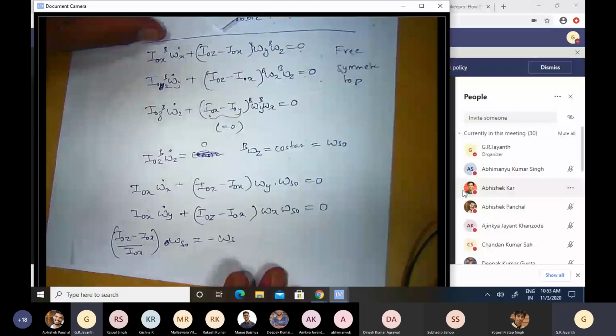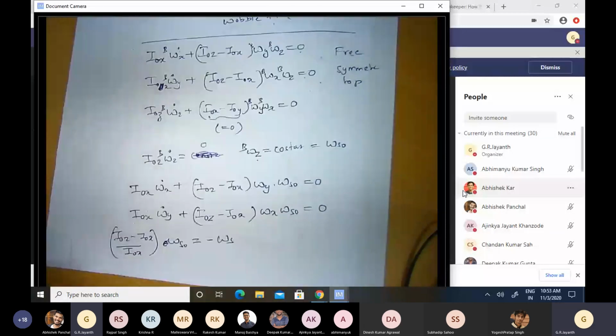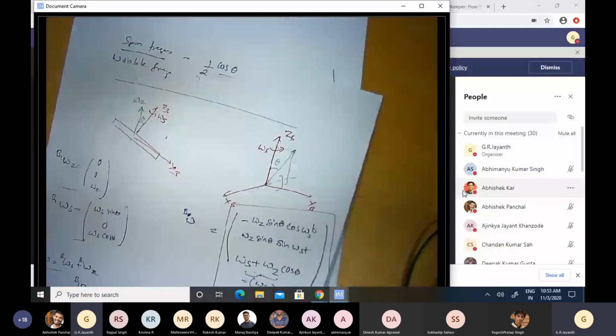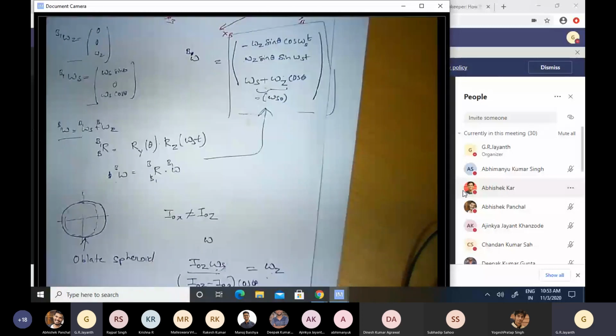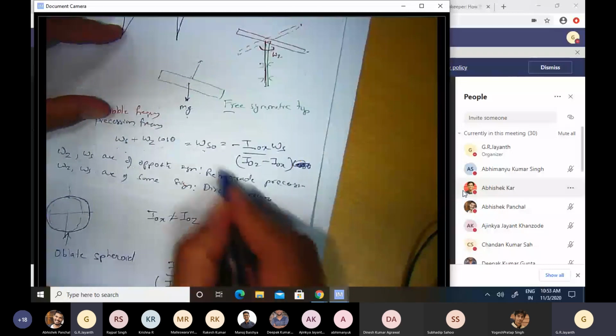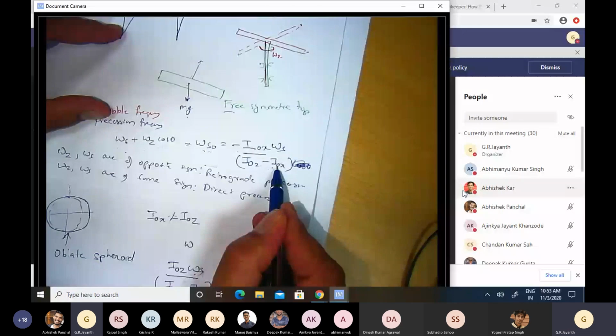I'll just show that again to you. Where is that? Here it is. This is not the one, I'm sorry. Here it is. So if you look at this equation here, omega s naught is equal to minus I0x omega s divided by (I0z minus I0x). So omega s naught times (I0z minus I0x) divided by I0x is minus omega s. And that is precisely what I have written here.